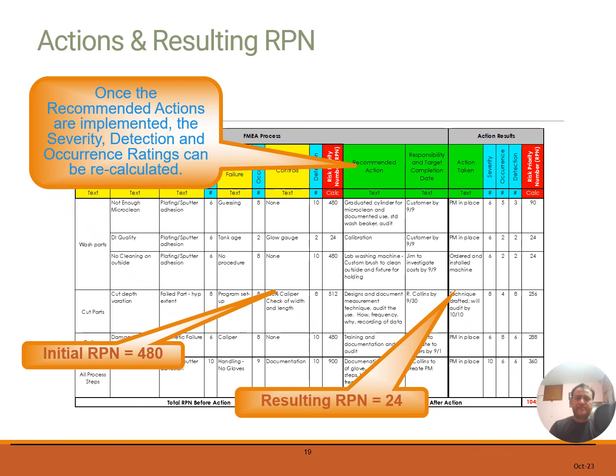As recommended actions are implemented, the severity of potential failure effects, the likelihood of occurrence, and the ability to detect errors can be recalculated. For those new values, a new resulting RPN, or risk priority number, is then determined. If you are able to show a significant reduction in RPN, your FMEA activity is considered to be successful.